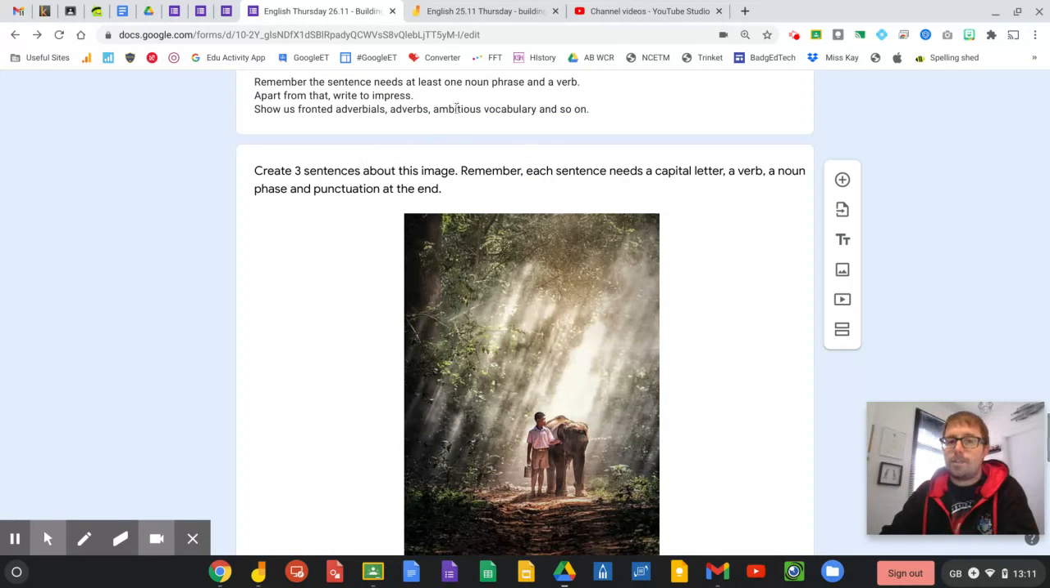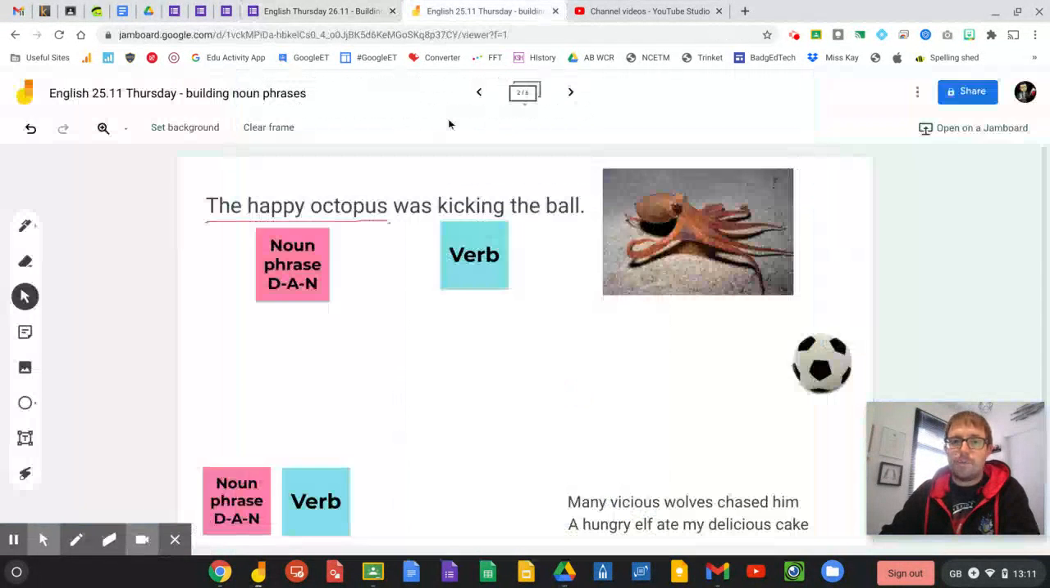So I'm expecting to see ambitious vocabulary. Are you going to go for fronted adverbials, telling us when it happened or how it happened, or adverbs or adverbials giving us extra information about how the verb happens? So I've done an example one for you, and we're going to improve it together as well.